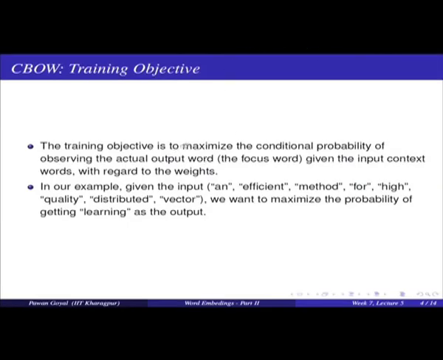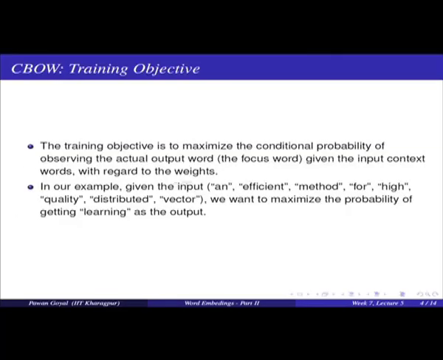Now you want to maximize the conditional probability of observing the actual output word given the input context words with regard to the weights. So you will say that I want to maximize the probability that I will obtain the actual word that I saw, and not any other word. So whatever probability I am getting becomes my objective function, and this probability will be expressed in terms of all the weights that I have in my network.